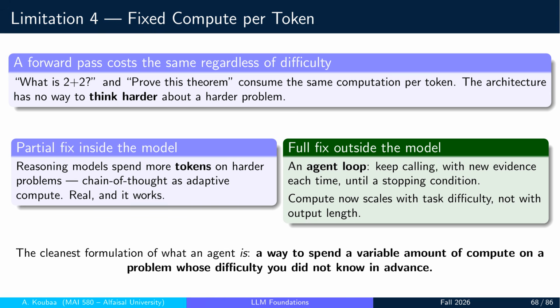Outside the model, there is a fuller fix, an agent loop. Keep calling with new evidence each time until a stopping condition is met. Now compute scales with task difficulty and not with output length. Now, the line at the bottom, because it is the cleanest definition of an agent in this whole lecture. An agent is a way to spend a variable amount of compute on a problem whose difficulty you did not know in advance. Hold on to that definition. It explains why the loop exists at all. And it will also tell you in section 6 when you do not need one.